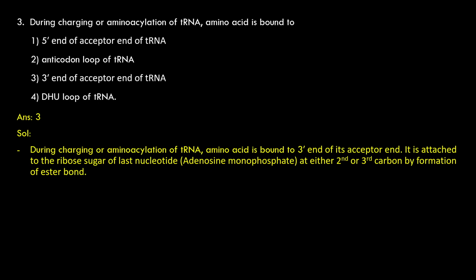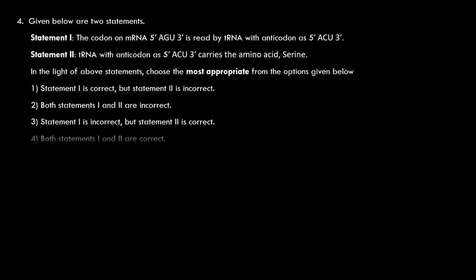During charging or aminoacylation of transfer RNA, the amino acid is bound to the 3' end of its acceptor end. It is attached to the ribose sugar of the last nucleotide, that is adenosine monophosphate, at either the second or third carbon by formation of an ester bond. This is formed between the carboxylic group of the amino acid and the OH group of the sugar present at the second or third carbon. That 3' end is called the CCA end or amino acid attachment site. Coming to the next question.